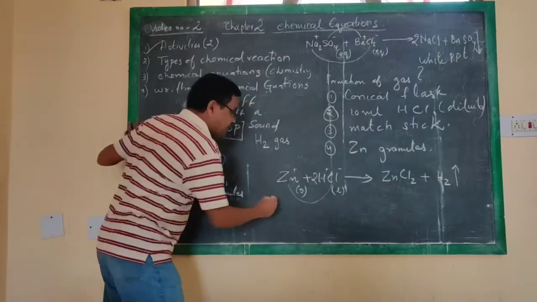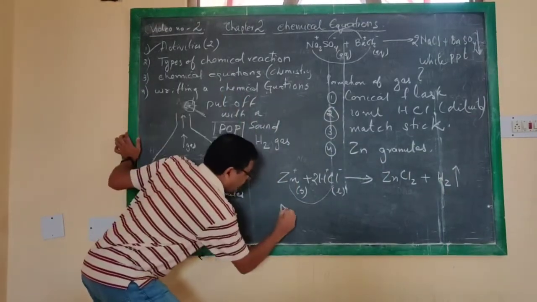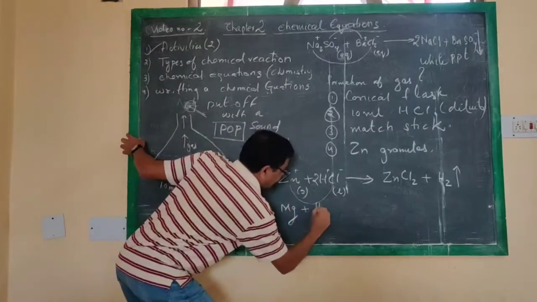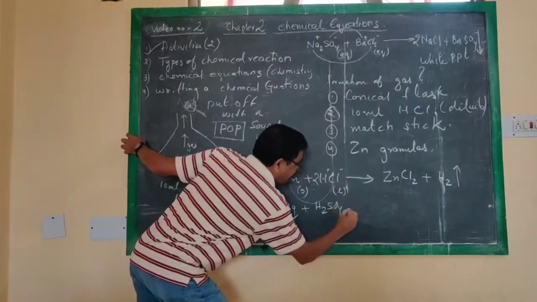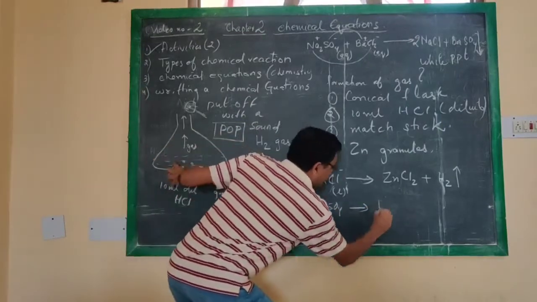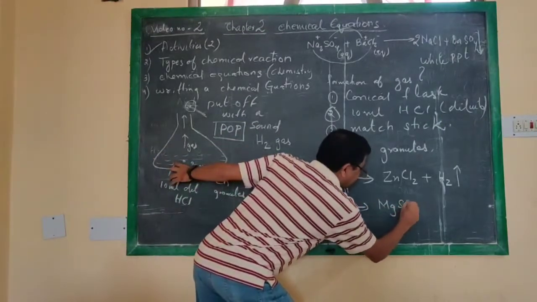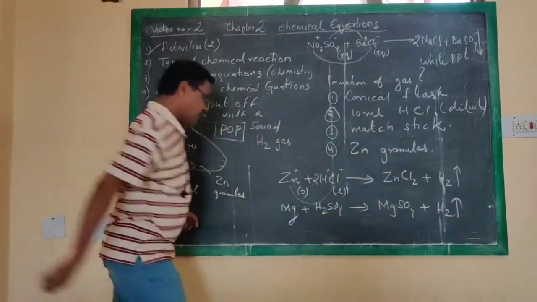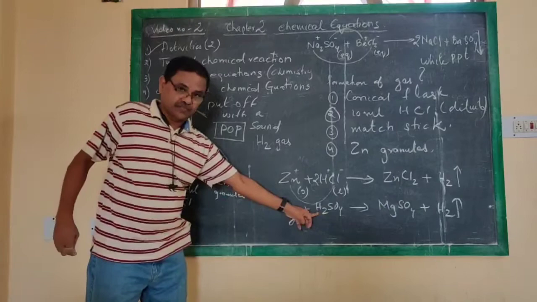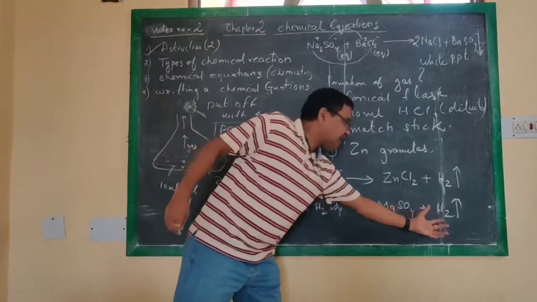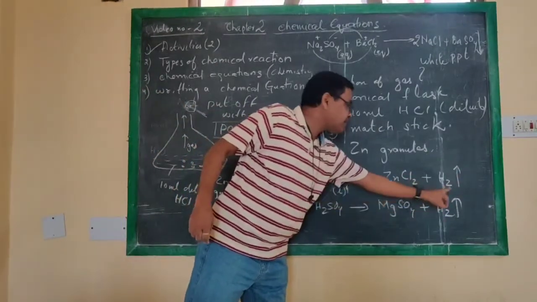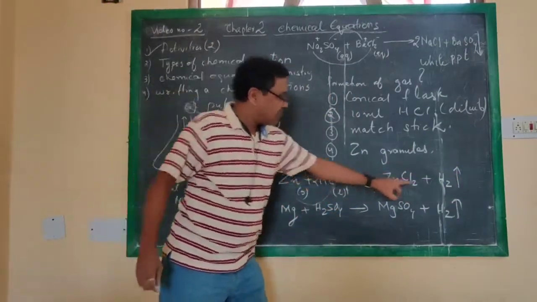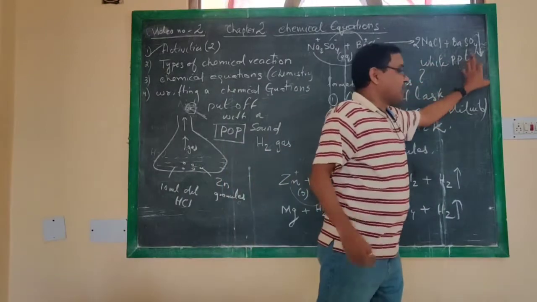Similarly, hydrogen gas can be produced in some other way also. If we take few grams of magnesium, you heat it with sulfuric acid, H2SO4, you will get magnesium sulfate, that is MgSO4, plus again here the result is nothing but the liberation of hydrogen gas. So many methods are there for the production of hydrogen gas. Whenever a gas is produced, we put it with the upward arrow, precipitate with the downward.